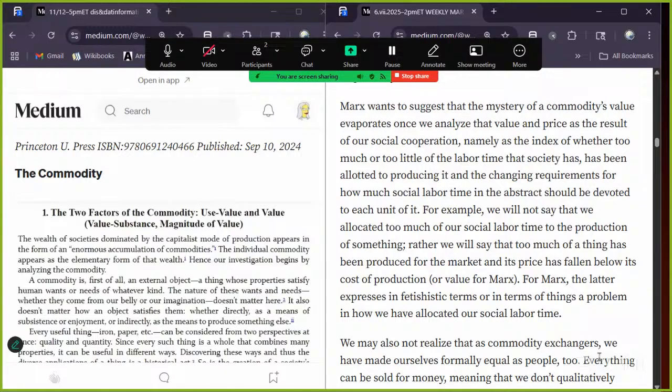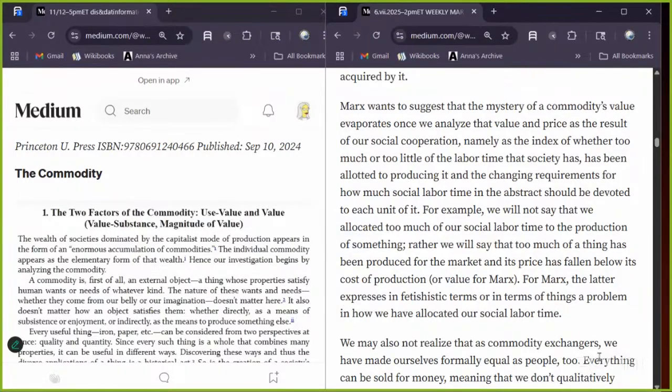For example, we will not say that we allocated too much of our social labor time to the production of something. Rather, we will say that too much of a thing has been produced for the market, and its price has fallen below the cost of production, or value for Marx. Now, for Marx, the latter, that is value, expresses in fetishistic terms, or in terms of things, a problem in how we have allocated our social labor time.